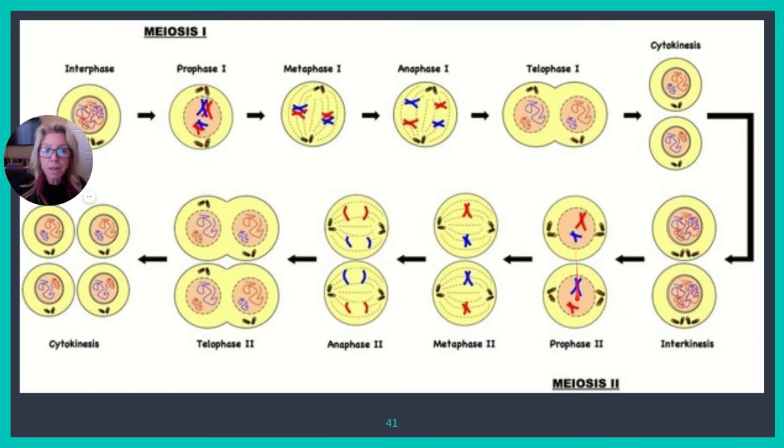Again, chromosomes become visible and the nuclear envelope breaks down in prophase 2 now. Metaphase 2, notice how it looks very similar to mitosis, right? At this point, it looks just like mitosis, but with half the number of chromosomes. Anaphase 2, the sister chromatids separate. Telophase 2, cytokinesis. So when we are done, we have a total of 4 haploid cells.